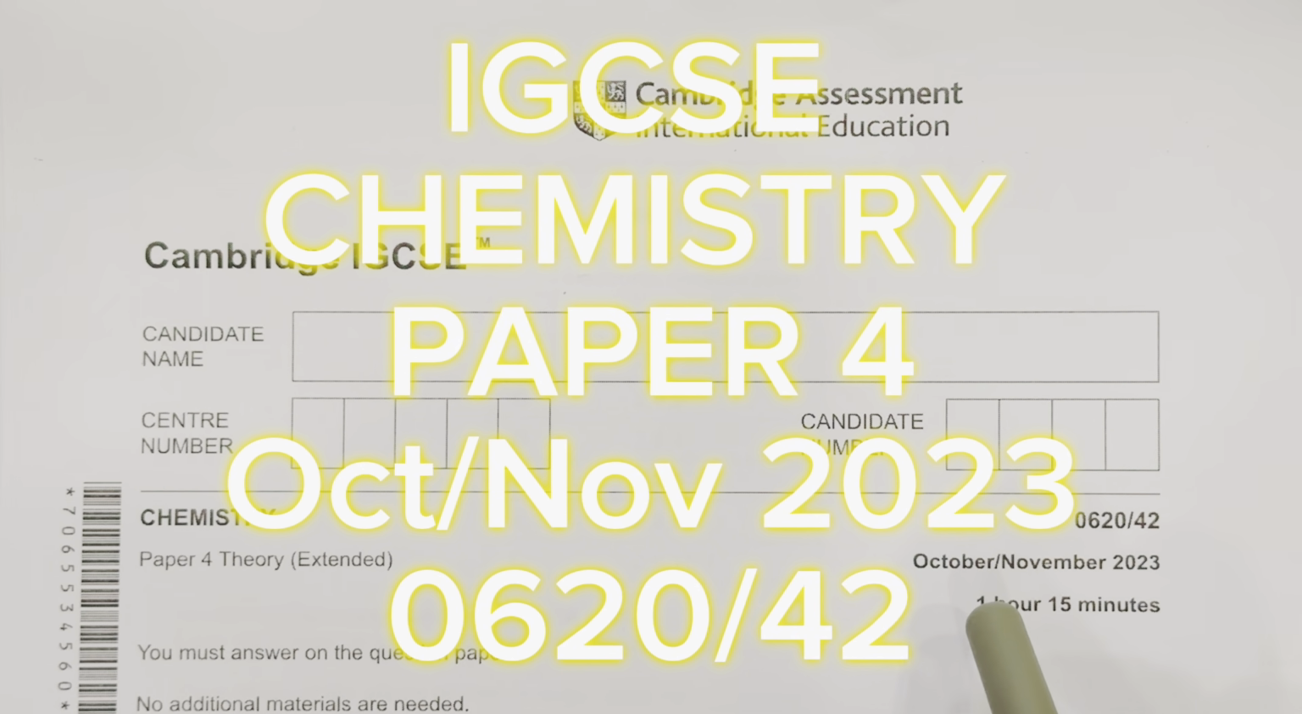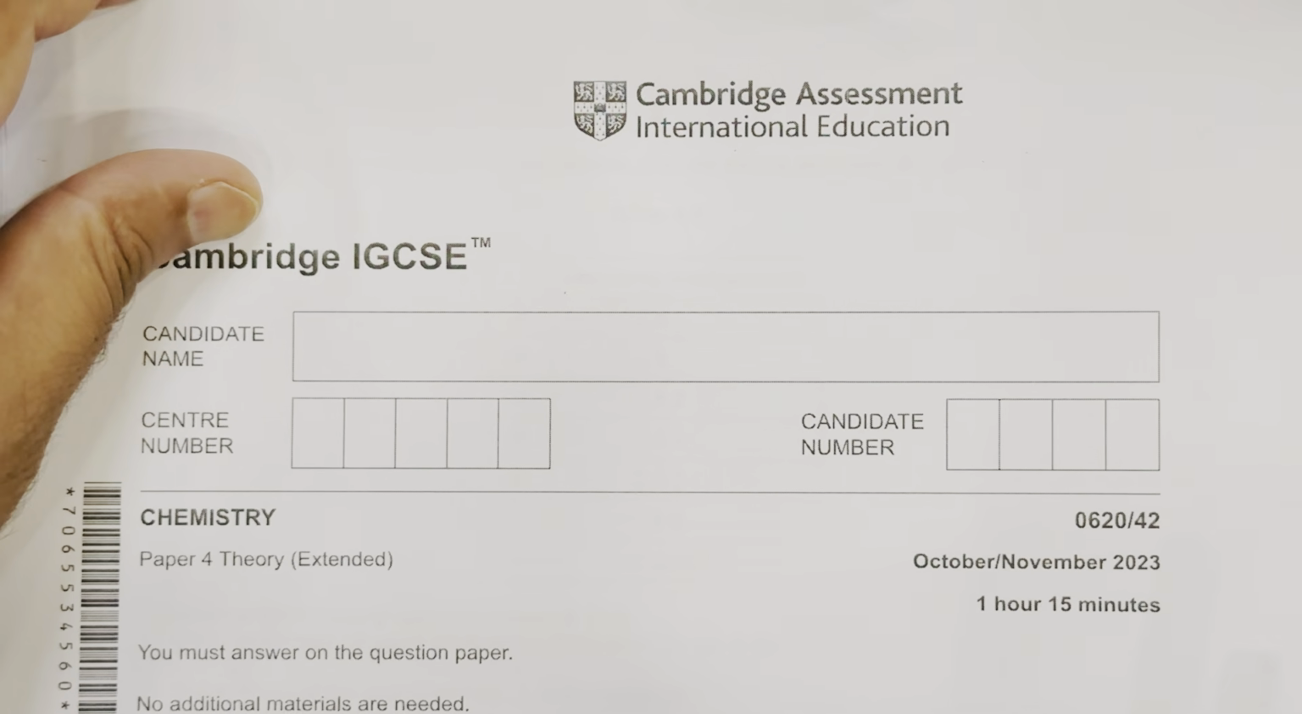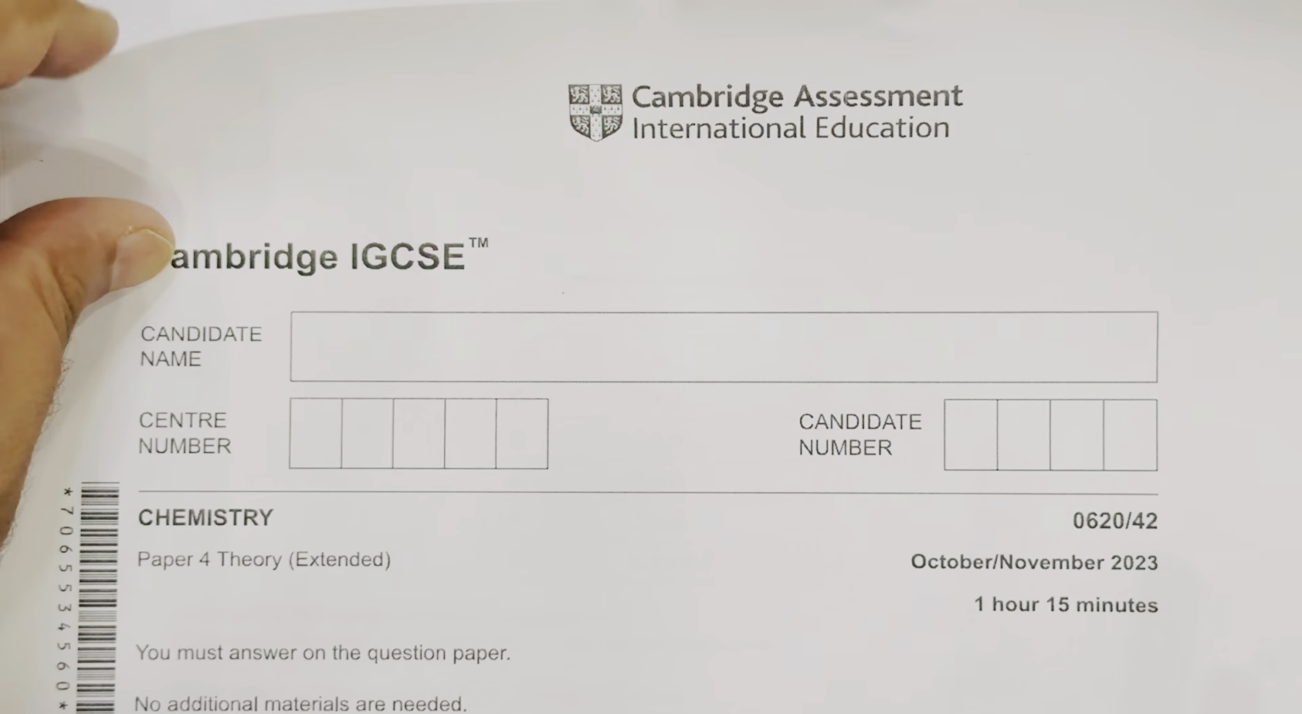For the session October-November 2023, we have the subject code 0620 and 42 is the paper variant. We have 1 hour 50 minutes for the paper and the total marks for the paper is 80. So we're going to solve this paper in a way that you can understand all of the questions easily.